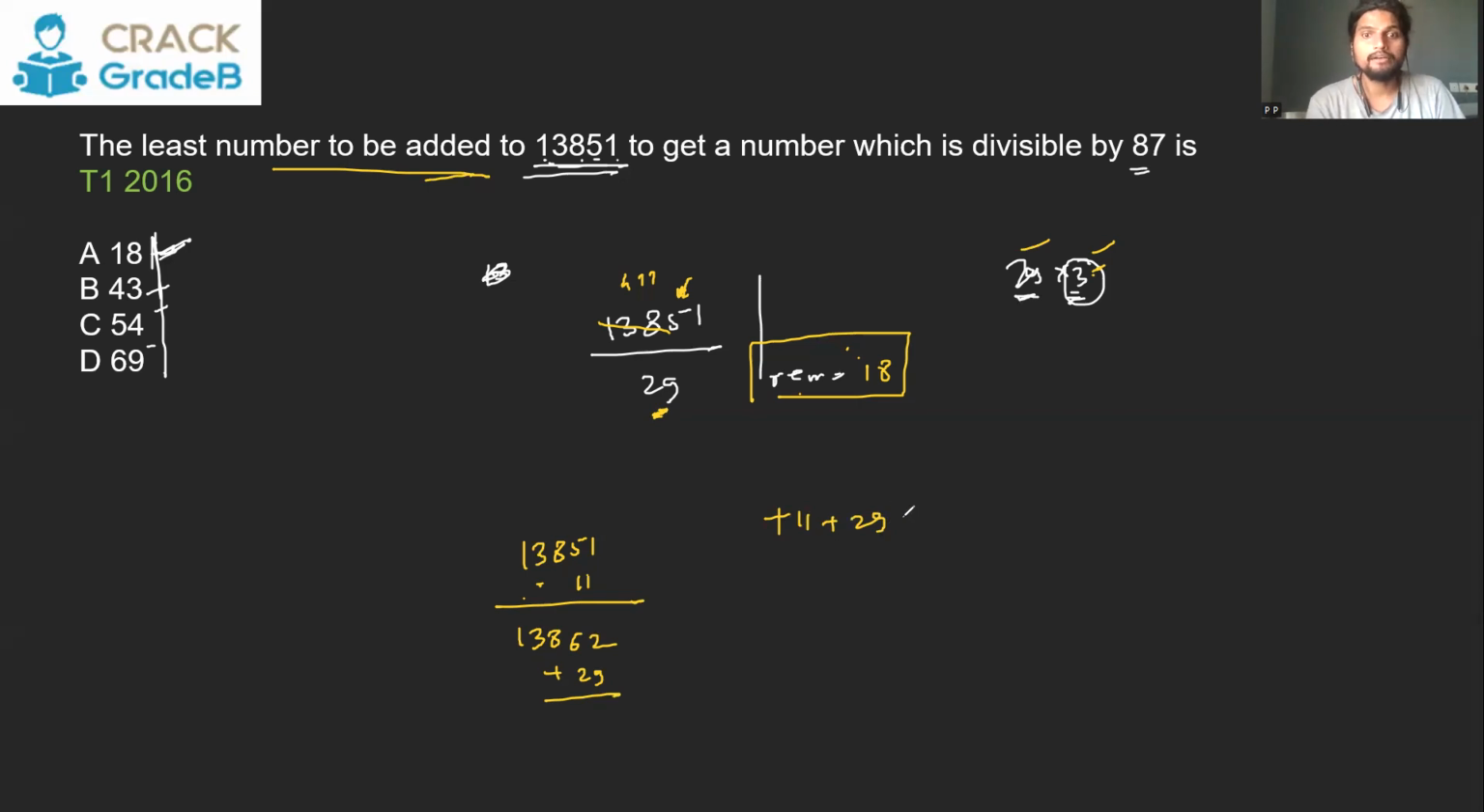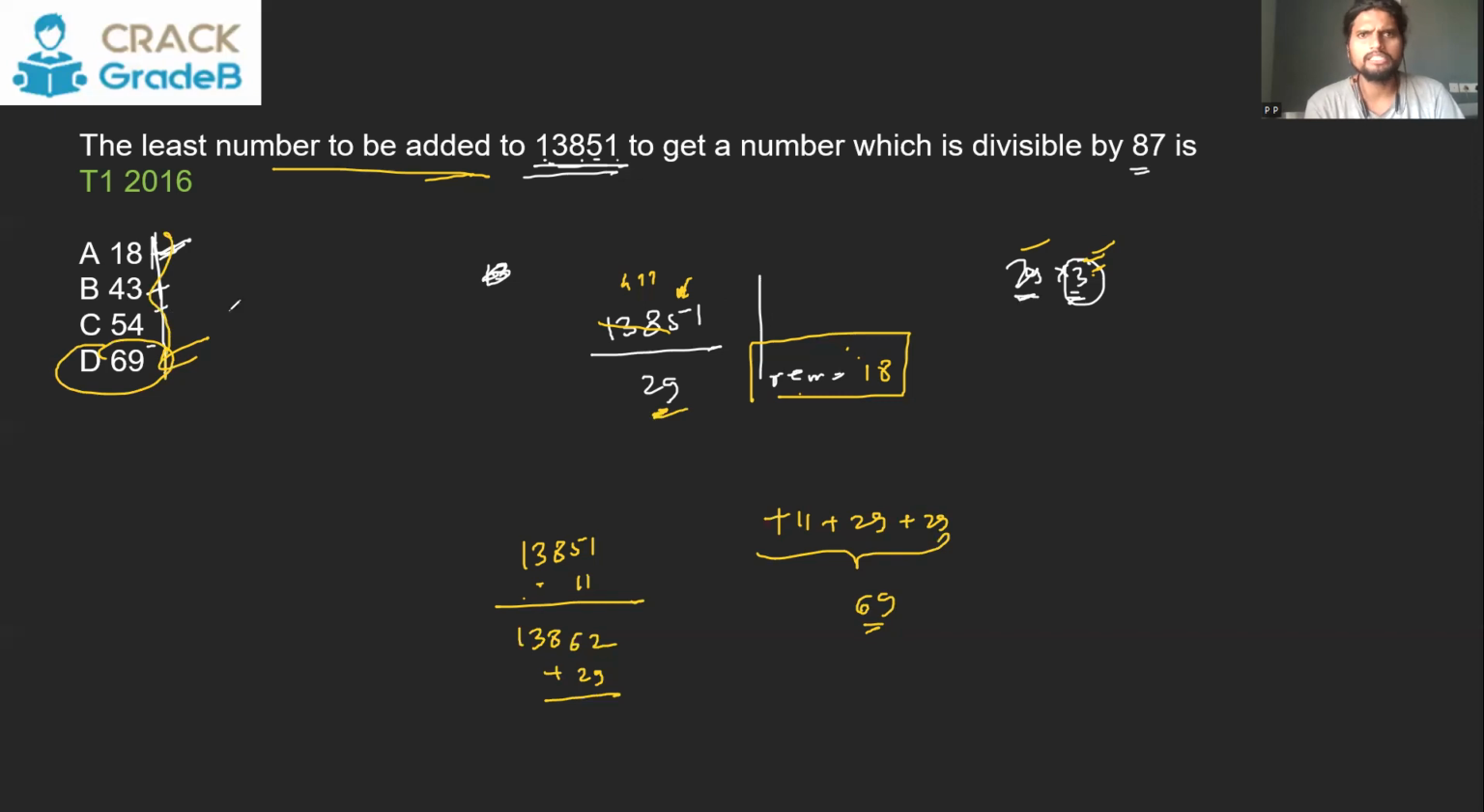So we'll have to add one more 29. So that's 29, 58, and then 69. So in total we'll have to add 69 to this number so that it becomes a multiple of 29 as well as 3 as well. But as I said, for these types of questions, options are the better way to solve.